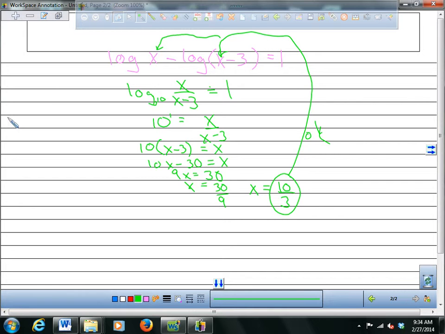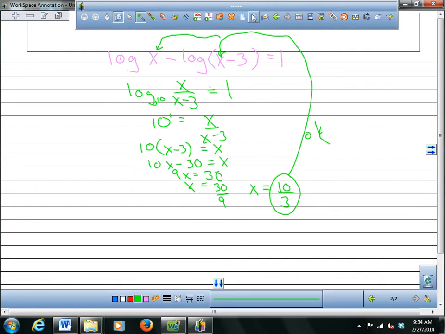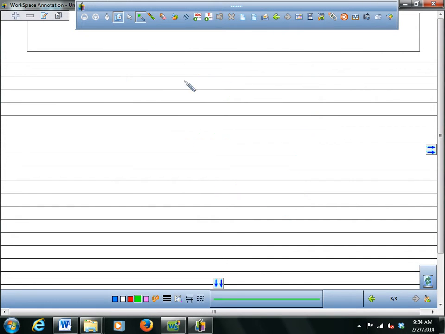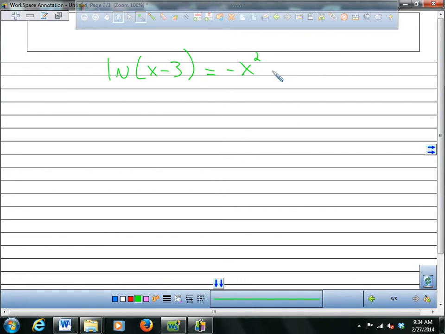All right, we're almost done. Oh my goodness. All right, so the last thing: what if I see something that looks like natural log of x minus 3 equals negative x squared plus 14, and they say solve for x?